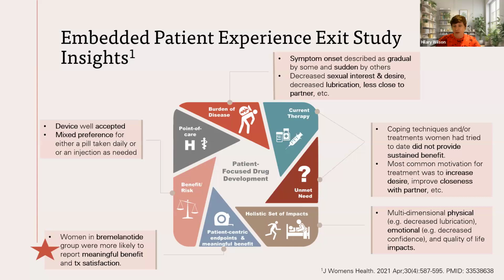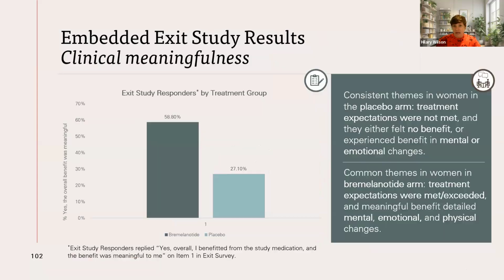On slide 8, you'll see some data around the clinical meaningfulness. Women that answered yes, overall, I benefited from the study medication and the benefit was meaningful to me were defined as exit study responders. So this was the first item on the exit study. You'll see that 59% of women in the bremelanotide treatment arm versus 27% of women in the placebo arm were classified as responders based on this exit study item.